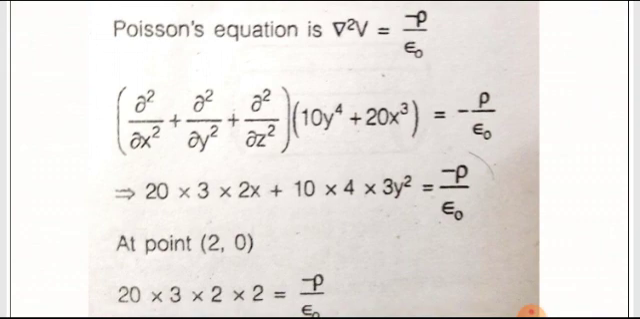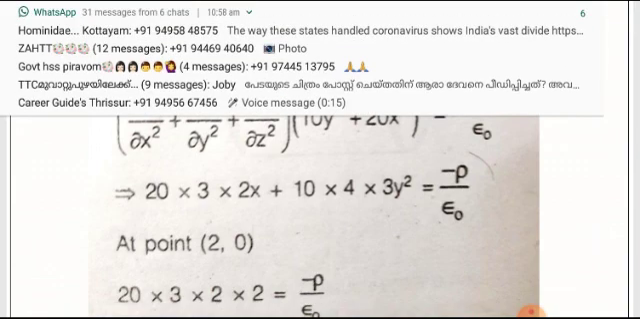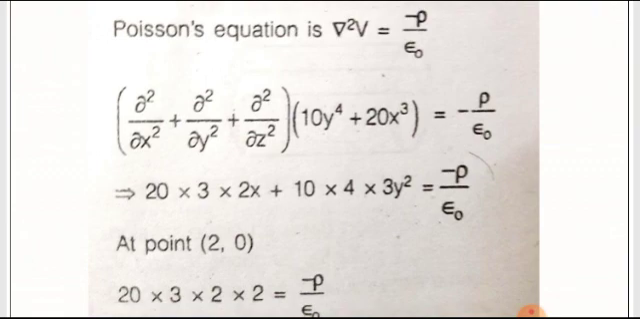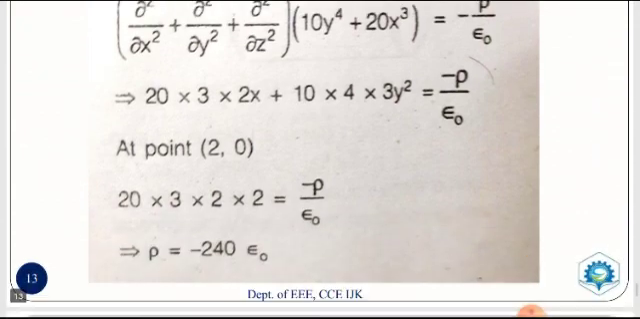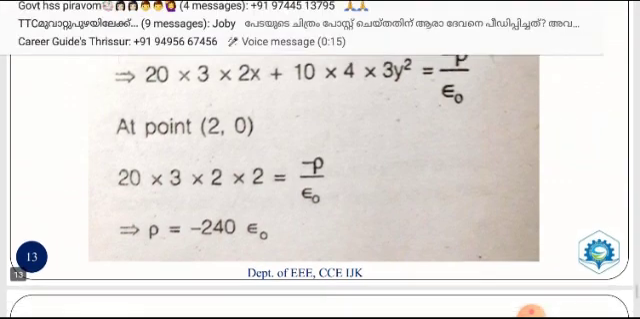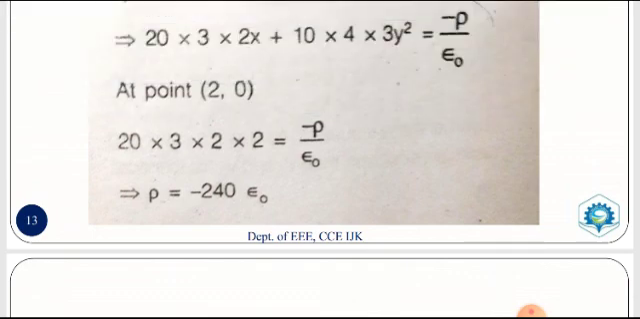So we take the second derivative and substitute for V, 10 y to the 4 plus 20 x cube, is equal to minus rho by epsilon 0. Taking the second derivative, we get 20 into 3 into 2x plus 10 into 4 into 3y square, that is equal to minus rho by epsilon 0. Now we substitute at the point 2, 0, x equal to 2, y equal to 0, then we get 20 into 3 into 2 into 2 is equal to minus rho by epsilon 0. So rho is equal to minus 240 epsilon 0.